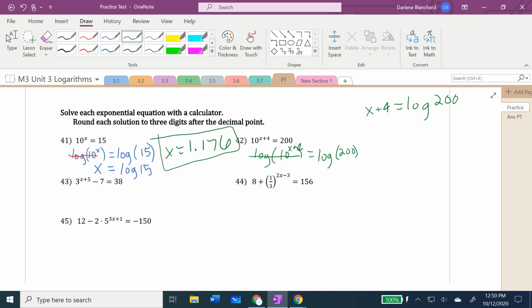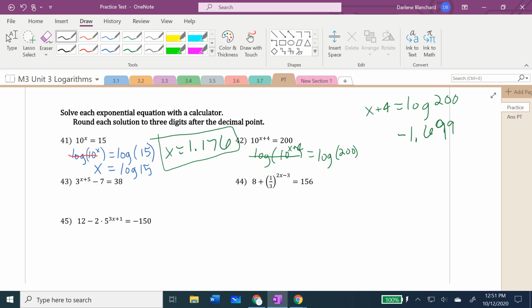And you should be getting, let me make sure my parentheses are in the right place, negative 1.699. Make sure you are getting that. Okay, moving on to now, let's do number 43.